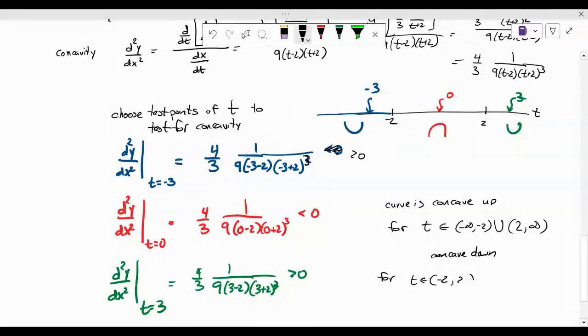What else could they ask you? Well, that's pretty much it, right? So horizontal, vertical, tangents, equation of tangent line, and maybe, you know, where the curve is increasing, decreasing in terms of the parameter and concavity. Okay.